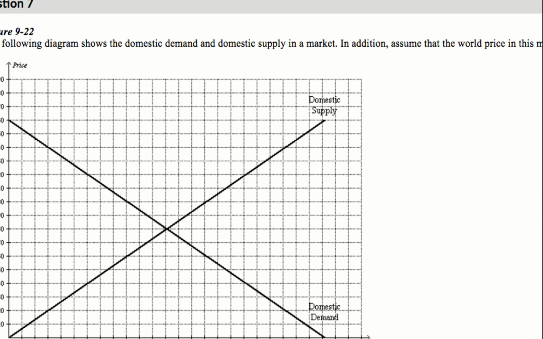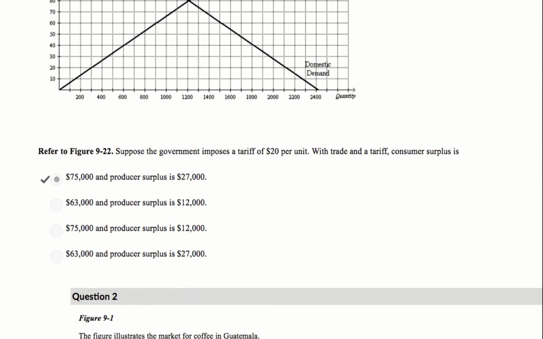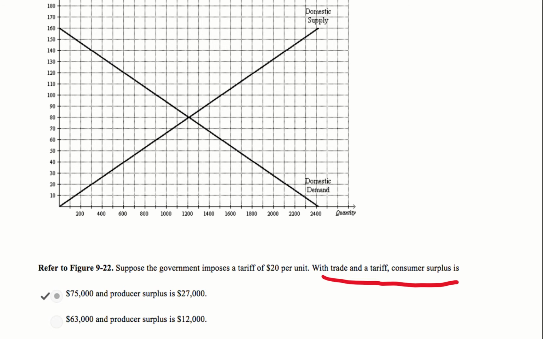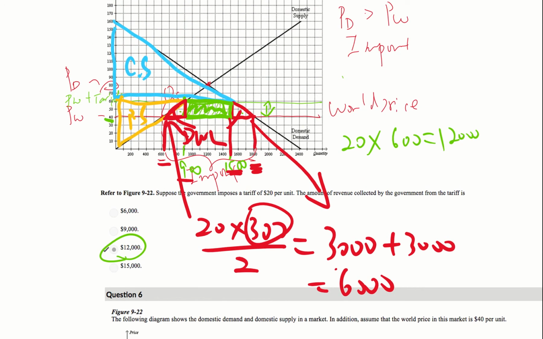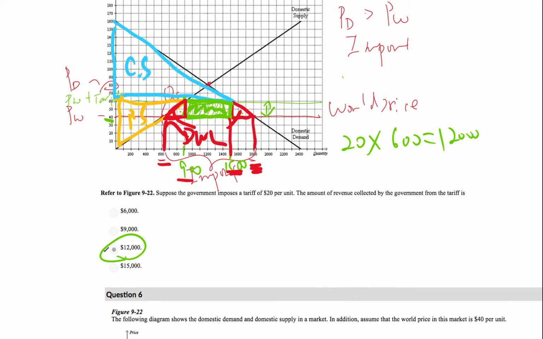All right, similar question, still the same graph. It's asking, with trade and tariff, consumer surplus is how much? I'm going to use the same graph again. So with trade and tariff, let me erase this. Use different colors so you guys can see the math behind it. With tariff will be the green triangle on top. That's with tariff. So that's our consumer surplus.